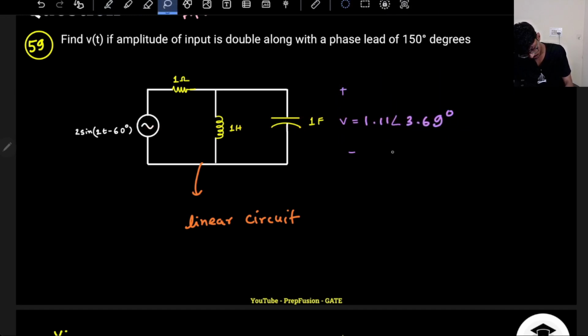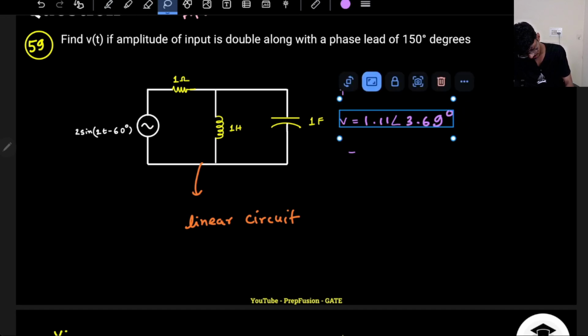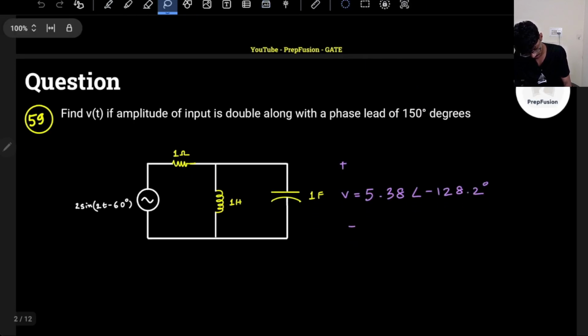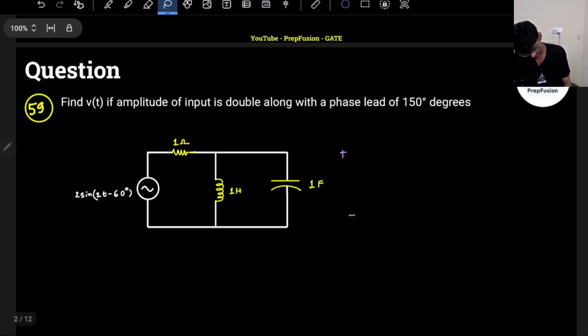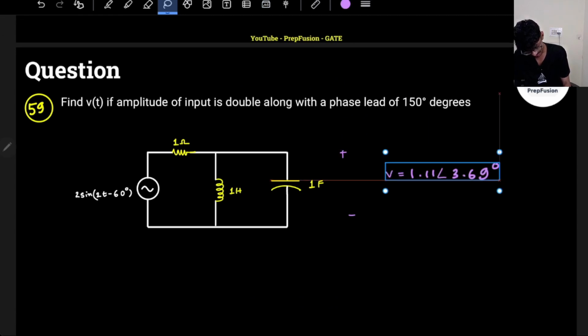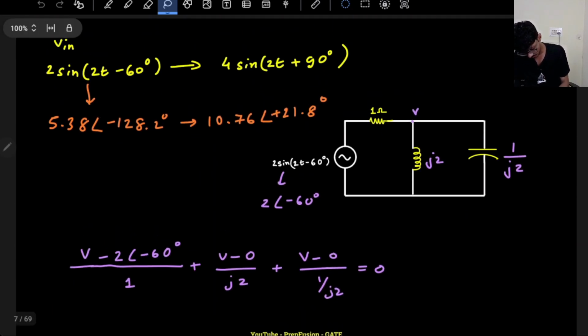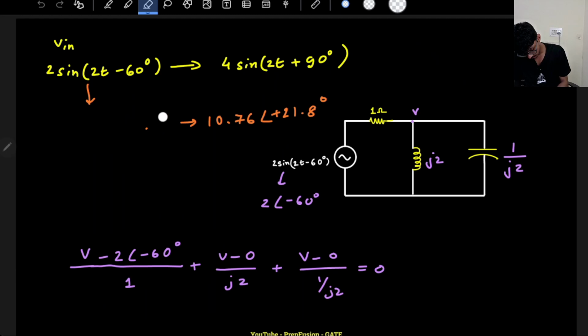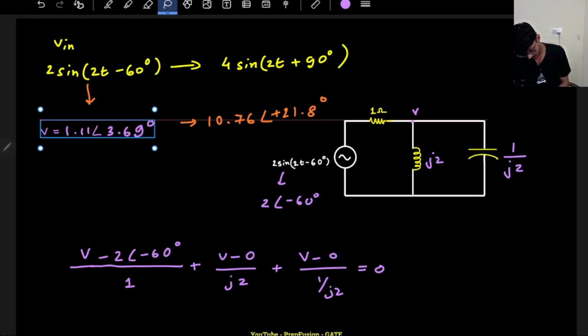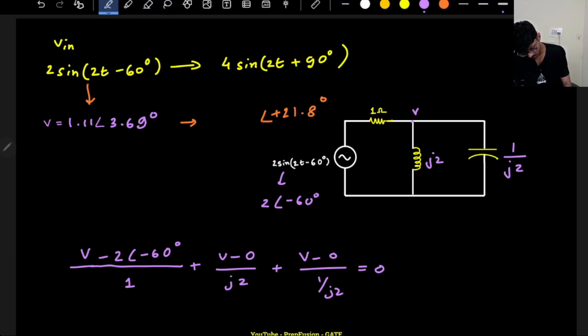I have to change this in the assignment question PDF as well. I will quickly change this here. I am sorry, that's what happens when you don't calculate properly. So this value will be 1.11 angle 6.39. If I have multiplied the input source by 2, this also will be multiplied by 2, and the phase will also be added with 150. So this will be 153.69. So let's check whether it is true or not.